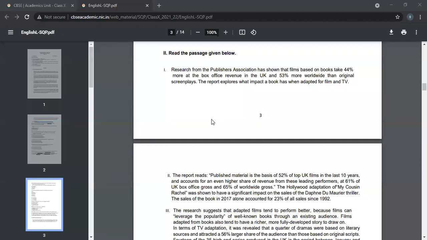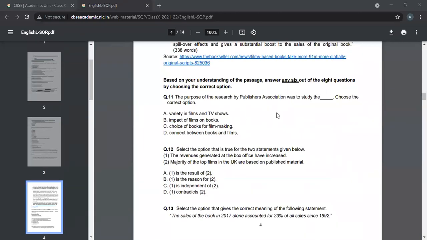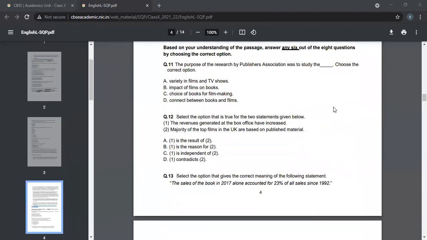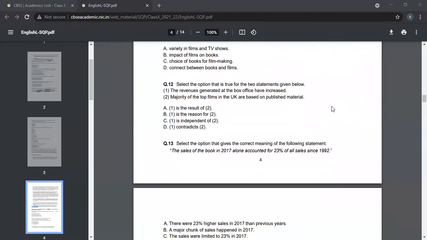Second passage again, it's about research from the Publishers Association. Six questions. Second passage is carrying. But a true false kind of can also be there. Select the option that is true for the two statements given below.